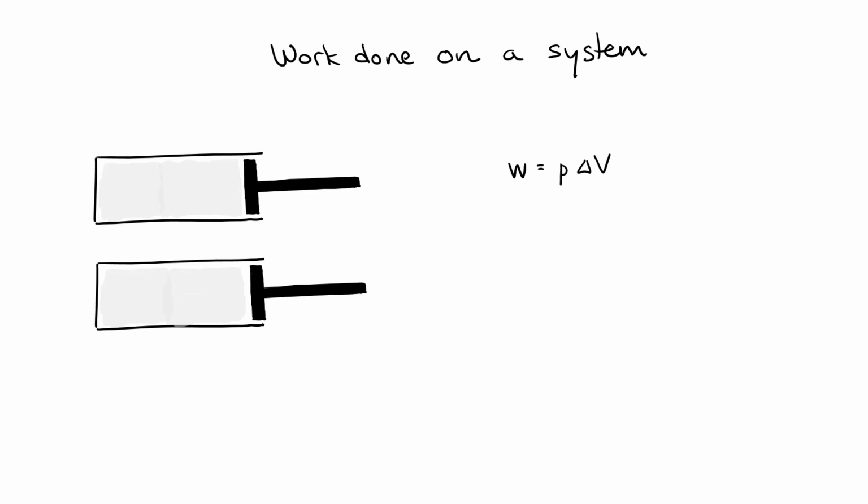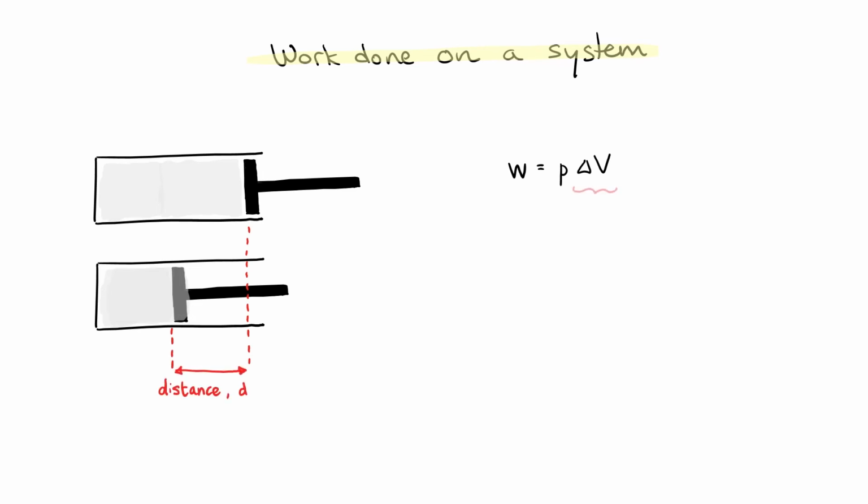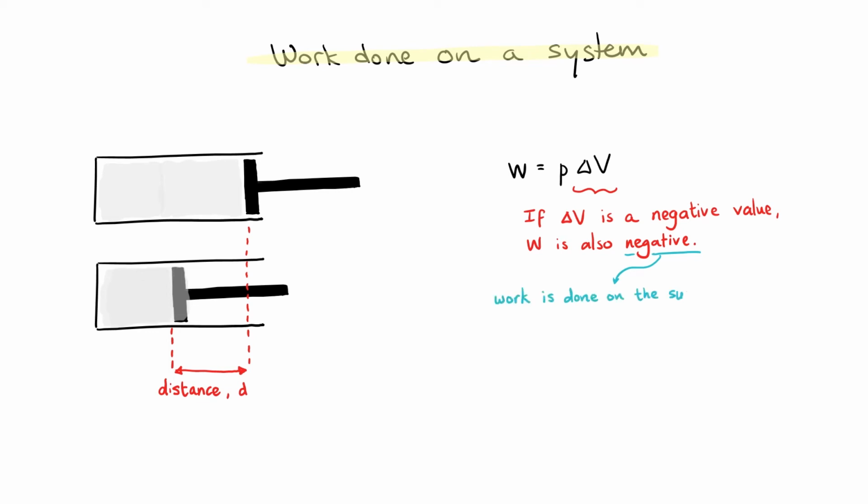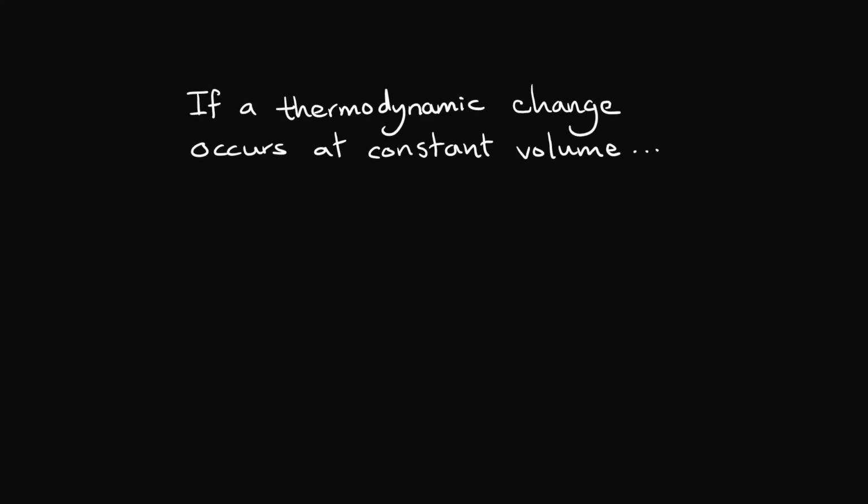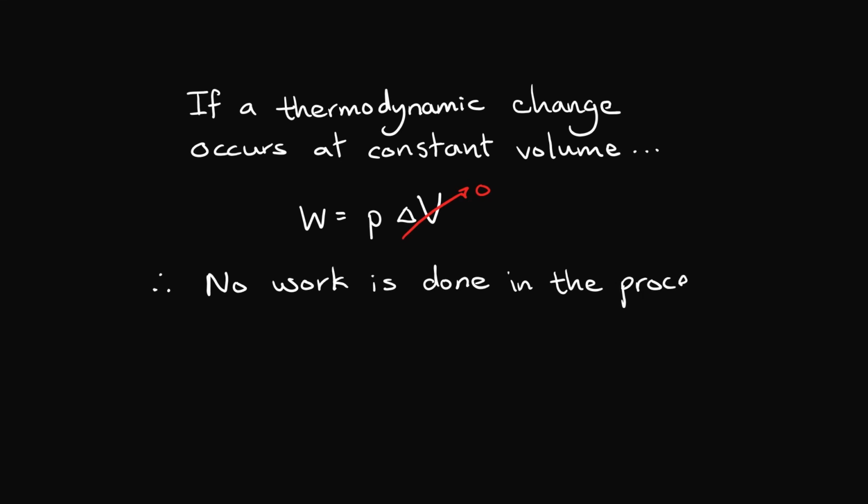But work can be done on the system if we compress the gas. The volume of the gas becomes smaller, so the change in volume is said to be negative. This gives us a value of work done that is also negative. The sign here is significant as it indicates work done on the system. If a gas undergoes a thermodynamic change at constant volume, the change in volume is zero. This makes work done in this equation zero.